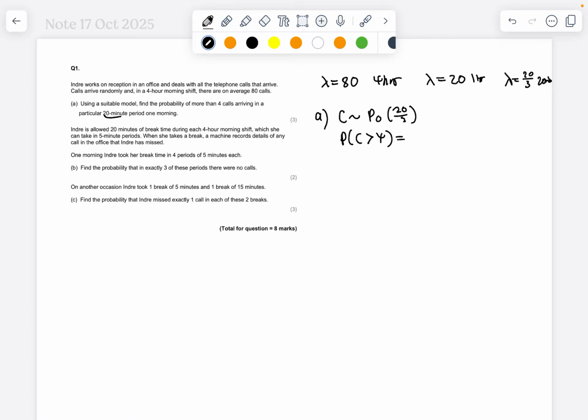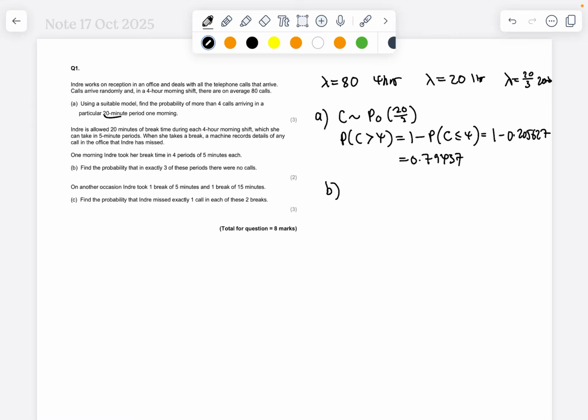Okay, so we want the probability that there are more than 4 calls, which is the probability of 1 minus P(C less than or equal to 4), which is equal to 1 minus 0.205627, which means that it's equal to 0.79437. Okay, so now B.